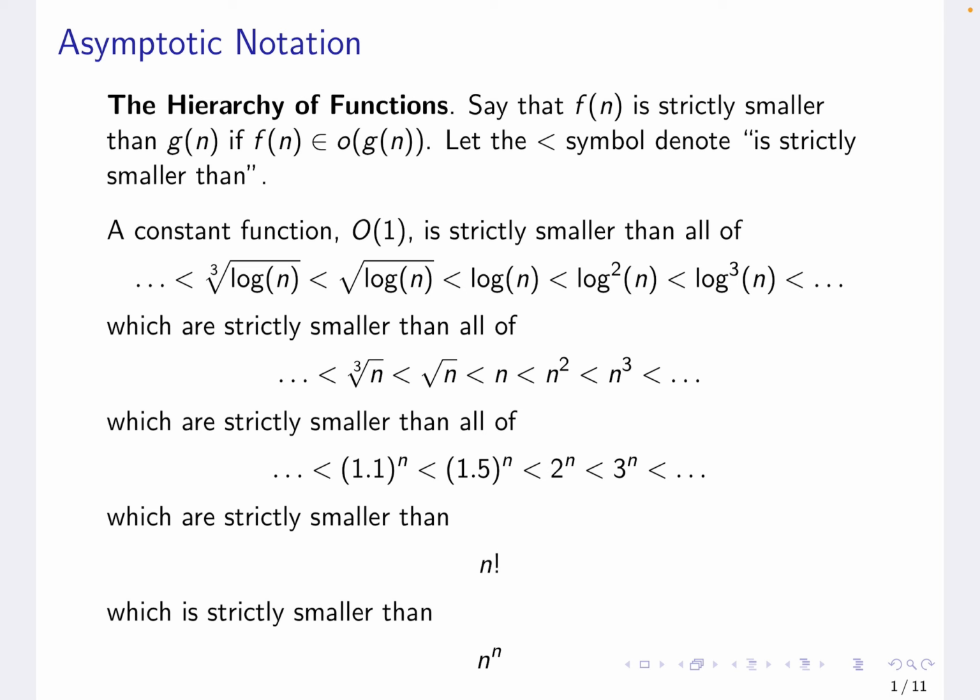We say that any constant function, so any function that has the same output value for any input, we say that it's strictly smaller than any logarithmic function, which are strictly smaller than any polynomial, which are strictly smaller than any exponential function, which is strictly smaller than factorial, which is strictly smaller than this absolute mess, this evil thing at the bottom of the slide. We're not going to look at n to the power of n. Algorithms that take n to the power of n time are extremely rare, thankfully.